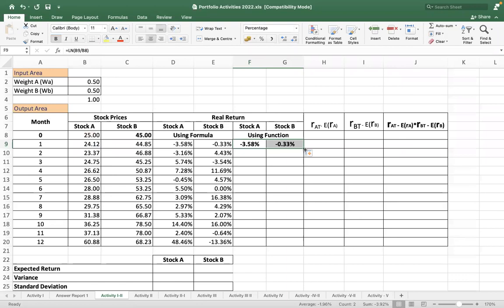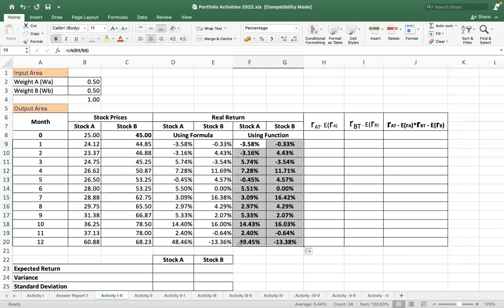Sometimes slight differences might be there, but they can be ignored. For example, if you see this one and this one, there is very little difference. Here 16.03 and here 16, and 14.43 and 14.43. So that can be ignored. Normally we are not much concerned about these slight differences.